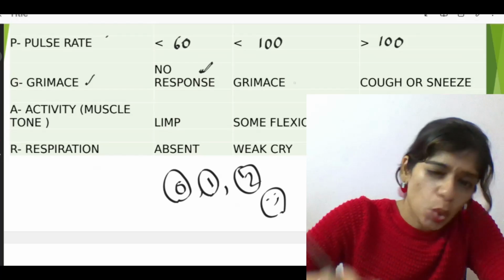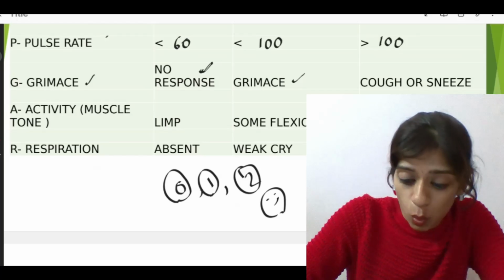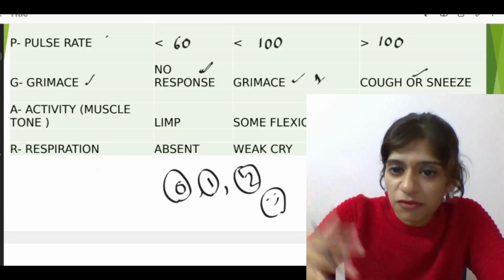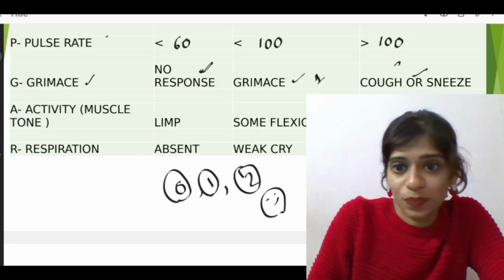If the baby is showing some facial irritation, that's called grimace, then you will give a score of 1. If the baby is coughing or sneezing, then it is a good reflex, and you will give a score of 2.